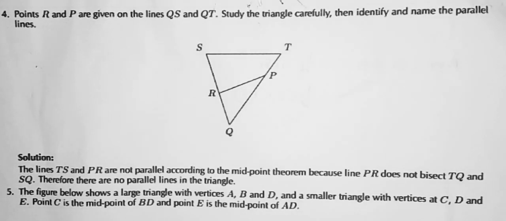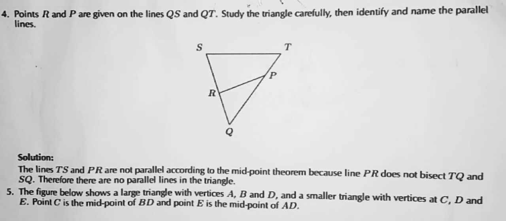R and P are given on the lines QS and QT. Study the triangle carefully, then identify and name the parallel. So as you can see, this triangle, they have not given us anything to show that there will be a parallel line, because we cannot see if R is the midpoint. They did not give us if R is the midpoint. We don't know if it is the midpoint. And if P is the midpoint of QT, we don't know if it is the midpoint.